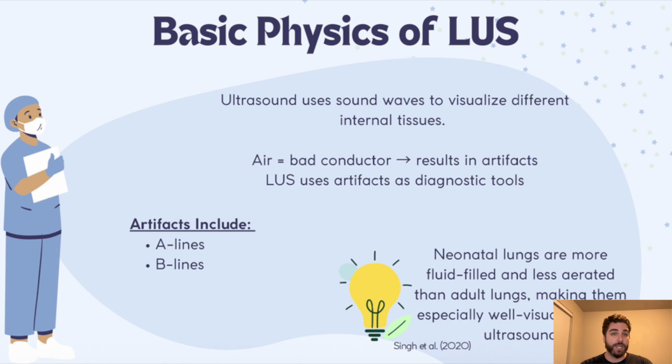And really understanding these artifacts and being able to recognize them during the scan is the key to reading these types of scans. These types of artifacts include things like A lines, B lines, consolidations, and the pleural lining and any abnormalities with that, and these are all things that we will go over during the course of this presentation. These patterns correlate very strongly with specific respiratory conditions, allowing us to look at these scans and to diagnose and monitor different types of diseases right there at the bedside.